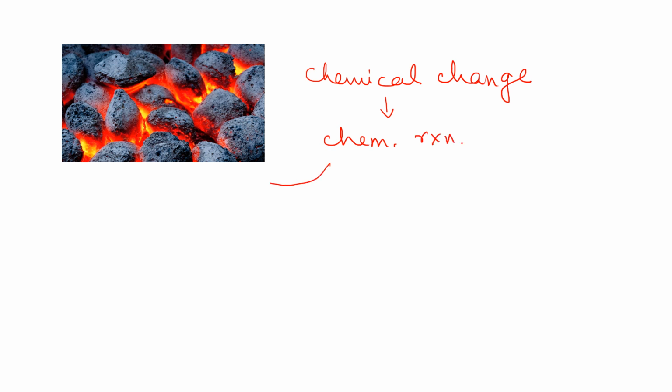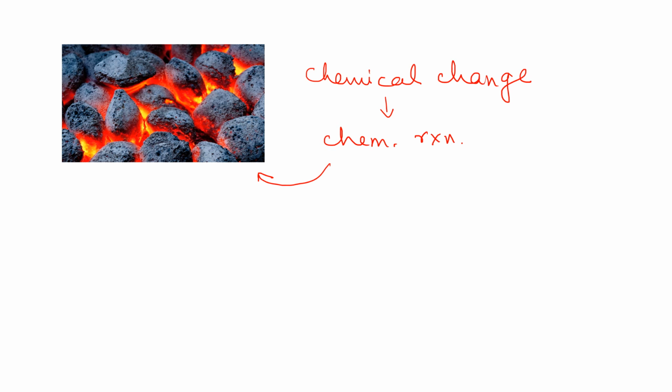Here on this slide, you can see a picture of burning coal. Now burning, as you all know, is always a chemical change. So here also a chemical change is taking place, and we know that whenever a chemical change takes place, a chemical reaction occurs. Now if I have to tell about this chemical reaction which is taking place here, I'll say coal is burning in presence of oxygen and forming carbon dioxide with the release of heat and light energy.